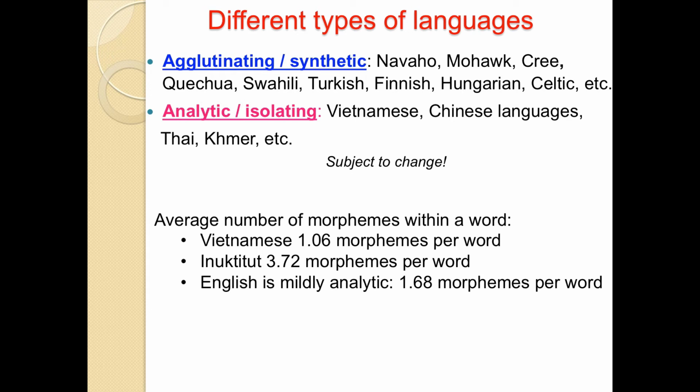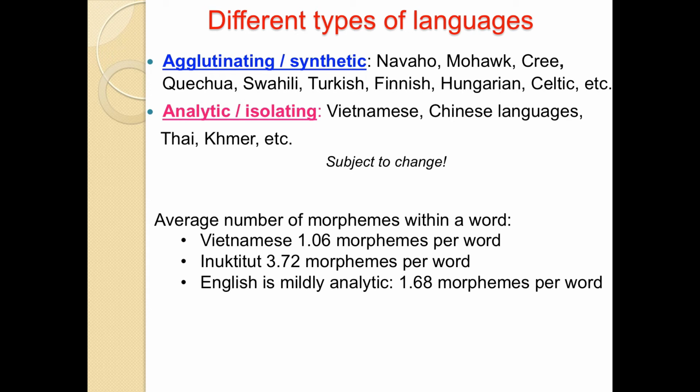I want to tell you how people who study morphology go about this, and they do this now with the aid of computers. They count the average number of morphemes within a word. Vietnamese is an extremely analytic language, and on average, Vietnamese has only 1.06 morphemes per word. That means hardly ever any ending. Pretty much everything is free morphemes.